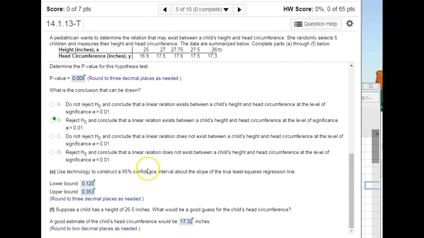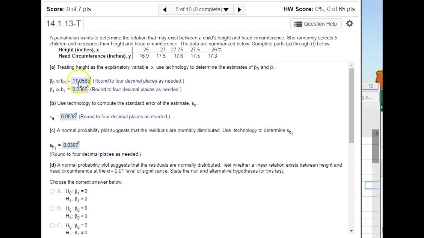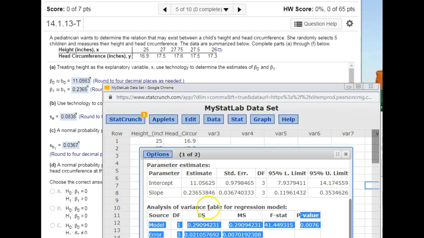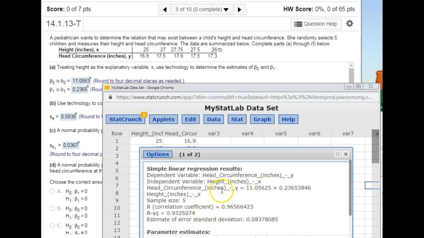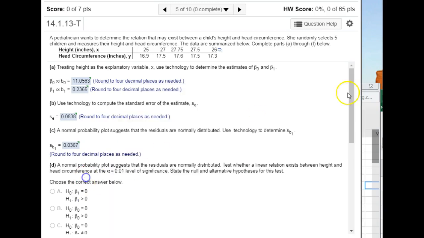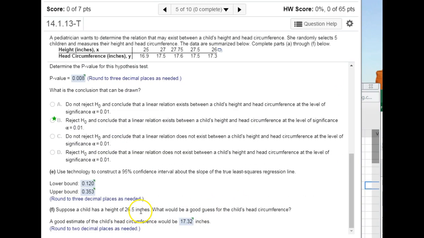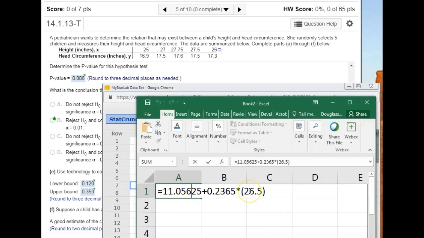So then for F, suppose a child has a given height. What would be a good guess for their head circumference? You're going to want to plug that height into the regression line equation, which you found the values for at the beginning, and it's listed here as well, again, back in StatCrunch. So for this example, I'm plugging a 26.5 in there. And so here I'm just doing it in Excel as my calculator and plug that value in for x, and it gives you back the y value. That would be a good estimate, which in this case would be the predicted head circumference for someone with that given height.